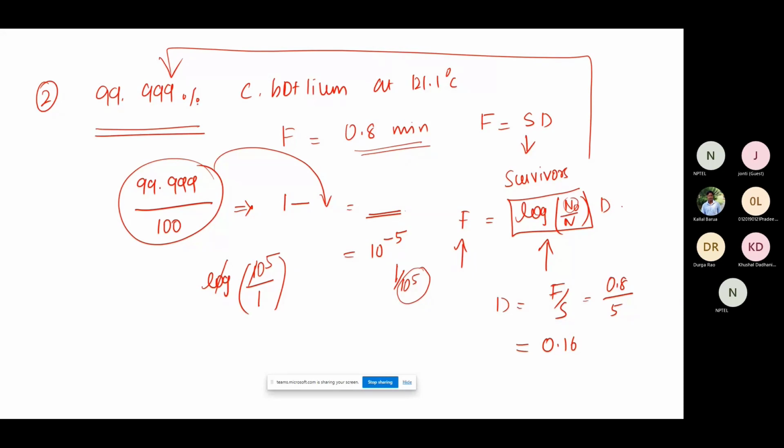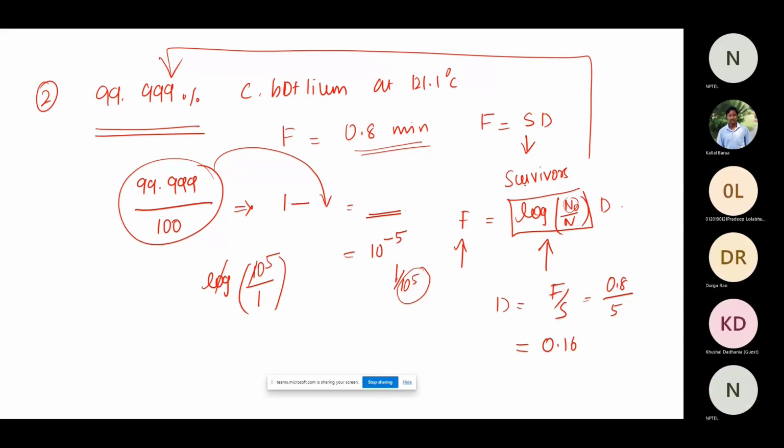So this is another kind of problem, where the inactivation is given in terms of percentage. You convert it into survivors, which comes to 5, and then the survivors get multiplied with D, which gives you the process value. But in this problem, the process value and survivor information are given, and you are supposed to find the D value. Okay.